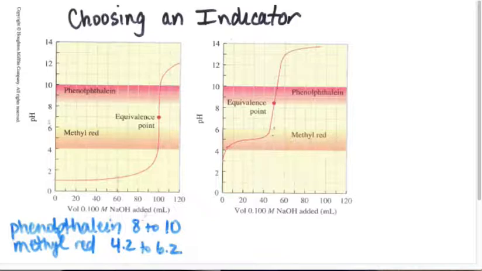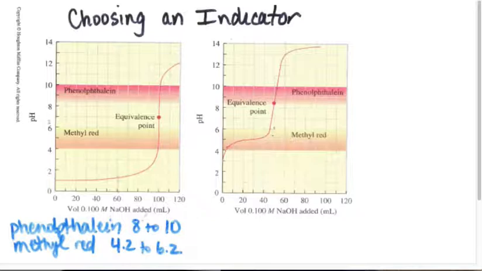All right, so now let's talk about choosing an indicator. Phenolphthalein is a universal indicator, and it's cheap, super soluble, very easy to deal with, very, very common. You guys did a phenolphthalein titration in pre-AP, right? But you did strong, strong.